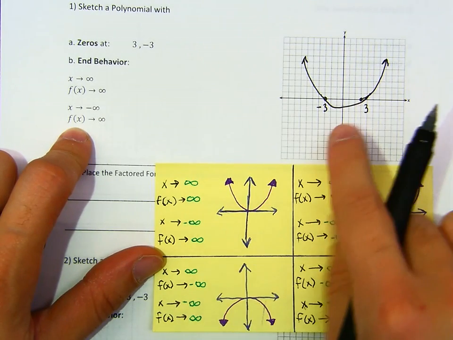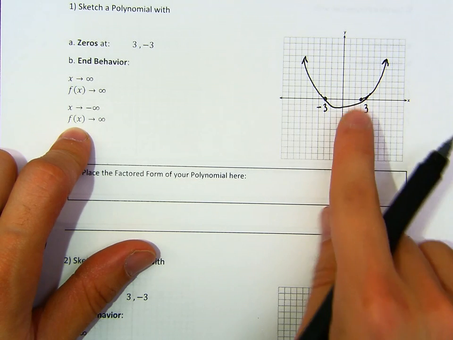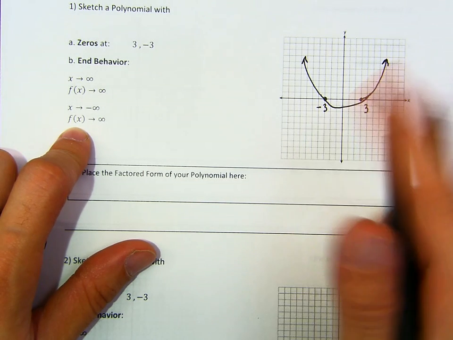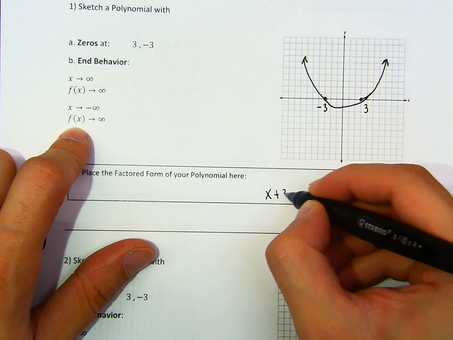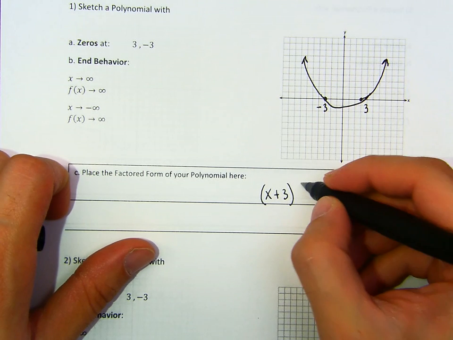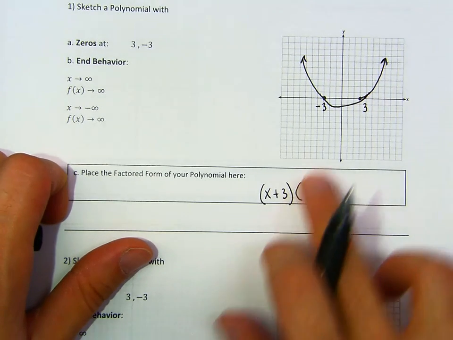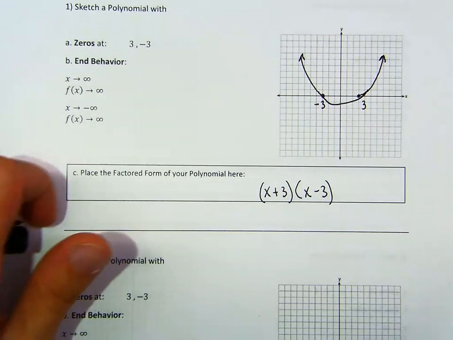But the thing is, what is the factored form of this polynomial? Notice if I have -3 over here, this is x plus 3. If I have +3 over here, it's x minus 3. And that's it. And that's our polynomial factored form of this graph, okay?